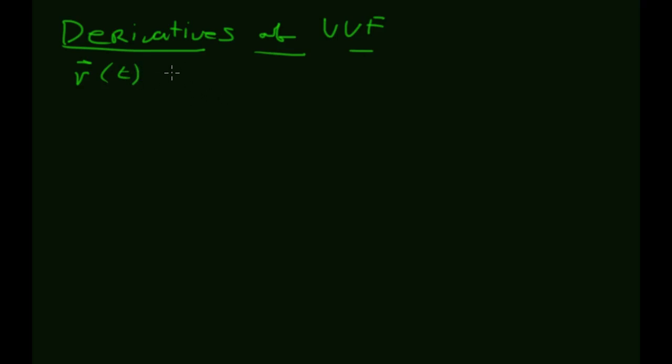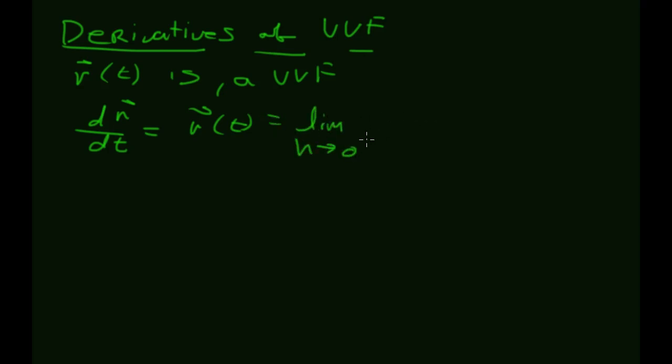Okay, so derivatives of vector valued functions are pretty straightforward. If our vector r of t is a vector valued function, then the derivative of r with respect to t is going to be r prime of t, which is the limit as h approaches 0 of r of t plus h minus r of t all over h, which is just following directly from the idea of a derivative in R2.